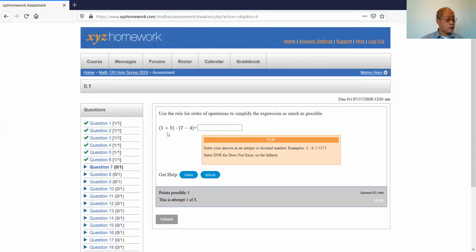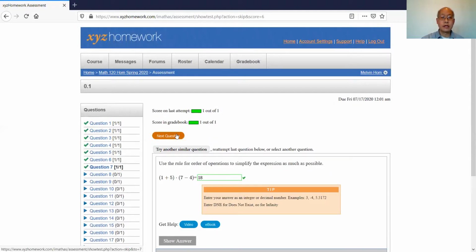Okay, 7. Let's see, I think we can do that in our heads. In parentheses, this is 6 times 3. And we know that 6 times 3 is 18. So let's go type in 18, and hopefully that's correct. And it is.